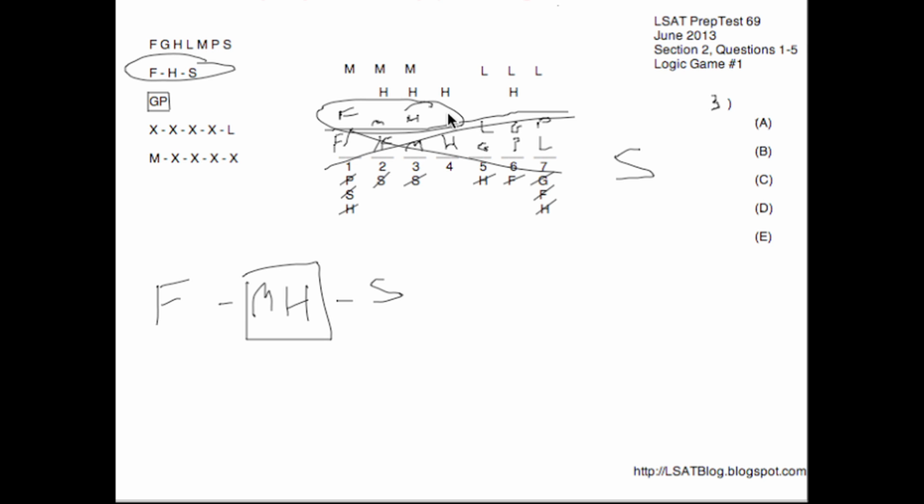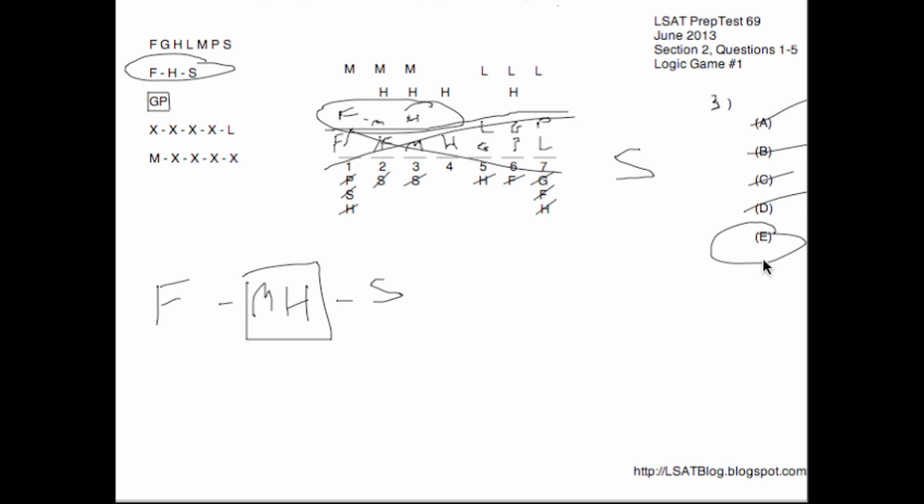So they're asking us here what could be true. Let's run through the choices. F second, no, F has to be first, so A is gone. G third, no, H is third, so B is gone. H fourth, no, H is on 3, so C is gone. Looking at DP third, no, once again, H is there, so D is gone.